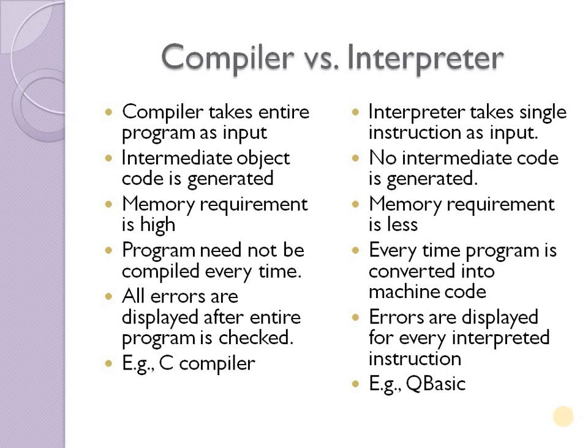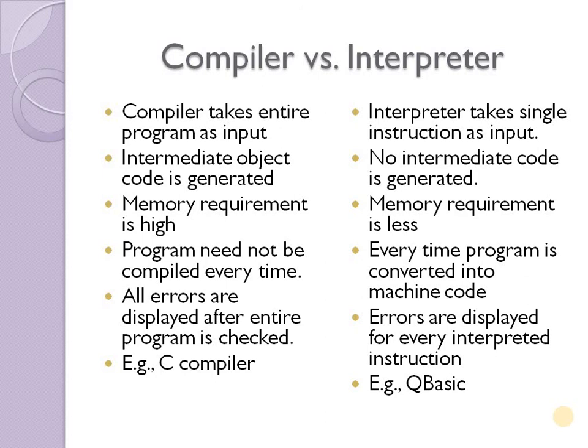Here is one short difference chart: compiler versus interpreter. Compiler takes the entire program as input, but interpreter takes a single instruction as input. Intermediate object code is generated, and source code is converted into object code, and then that object code is used by the machine to execute the instructions whenever you want. And in interpreter, no intermediate code is generated, means every time that line is converted into the machine code directly.